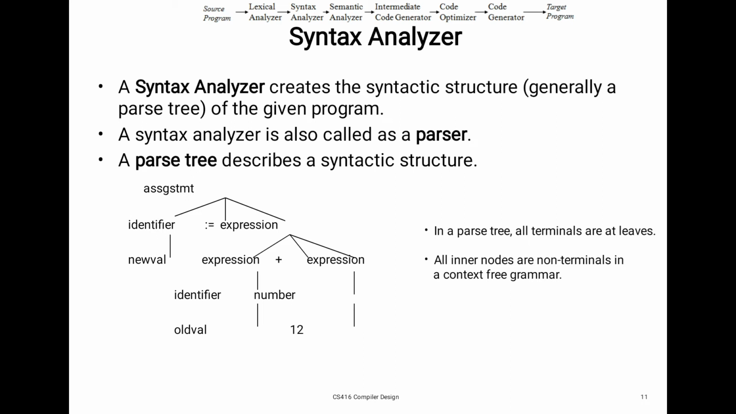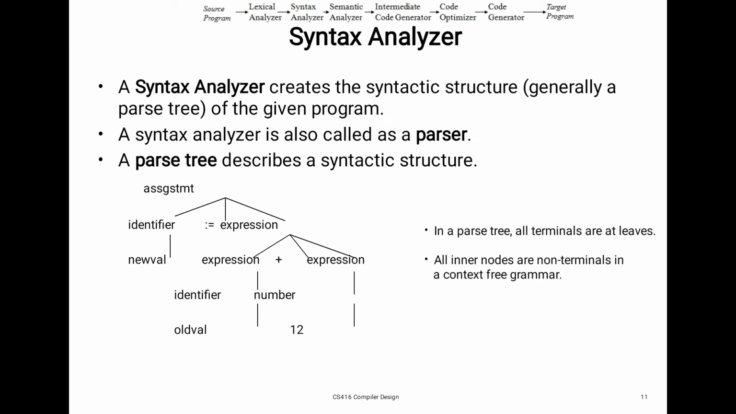Old value is an expression and plus 12 is also an expression. Expression plus expression: these two are added, and that is equal to an expression, which goes with an assignment operator and is given to an identifier here. What is the plus operator? Expression. One expression is a number, which here we have described as 12, and the other expression is an identifier. Identifier is nothing but old value.